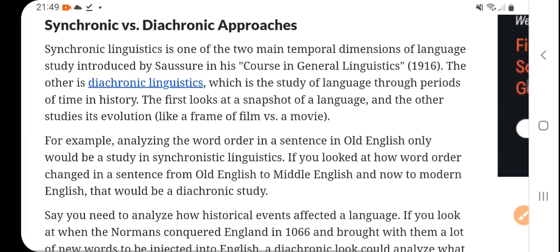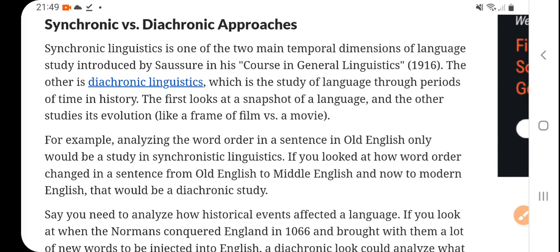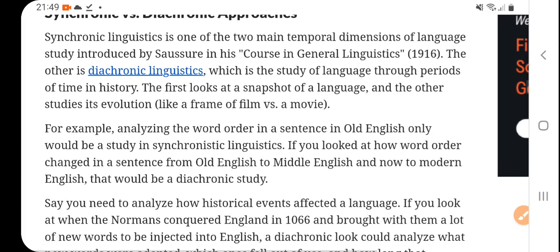So what is the difference between the synchronic and diachronic approaches? Synchronic linguistics is one of the two main temporal dimensions of language study introduced by Saussure in his Course in General Linguistics in 1916. This book was released in 1916, in which he talked about synchronic and diachronic linguistics. He introduced these phrases.